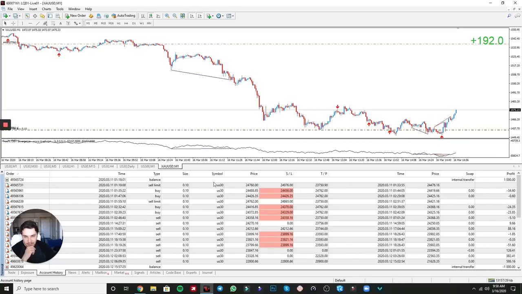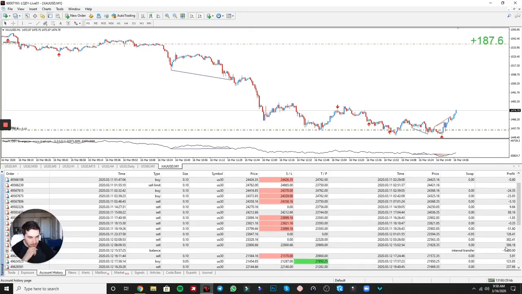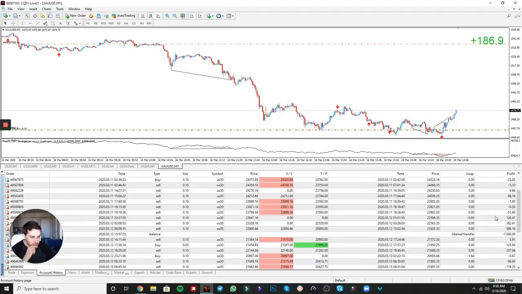I put $1,000 into this account, and then here are all the indice trades. You see right here where it says US 30, so all this is US 30. And right here, I caught $586. This is all with one mini lot, by the way. So $586, $382, $126, $88, right? That was easily $1,000 right there.